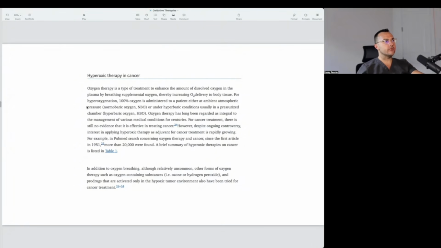In addition to oxygen breathing, although relatively uncommon, other forms of oxygen therapy, such as oxygen-containing substances, ozone, hydrogen peroxide, and prodrugs that are activated only in hypoxic tumor environments, have also been tried for cancer therapies.